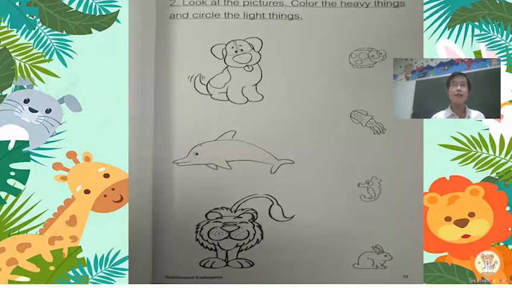Everybody, please take a look at number 2. Look at the pictures. Color the heavy things and circle the light things. So right now, I believe that all of you understand the words heavy and light, right? You can see that there are 6 pictures. No, there are 7 pictures on this page, right?